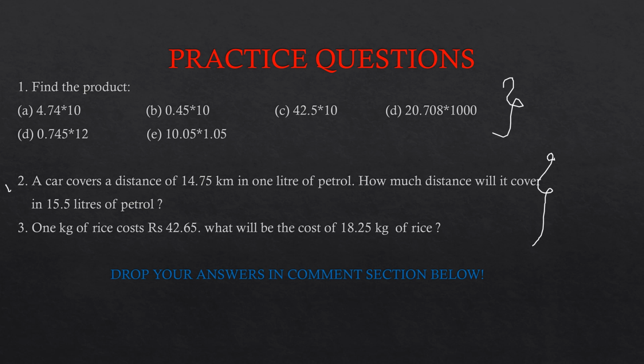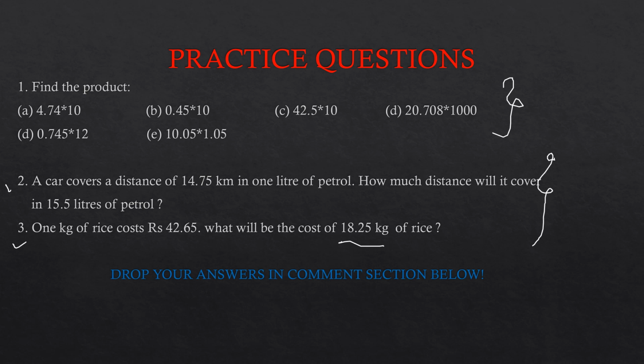You are given the value for 1 unit. In the second question, a car covers a distance of 14.75 kilometers in 1 liter of petrol. It means if a car uses 1 liter of petrol, it can cover 14.75 kilometers. So how much distance will it cover in 15.5 liters of petrol? You are given 1 liter and you have to find for 15.5 liters, so you will simply multiply them. And in the third question, you are given the cost of 1 kg of rice and you have to find the cost of 18.25 kg of rice.